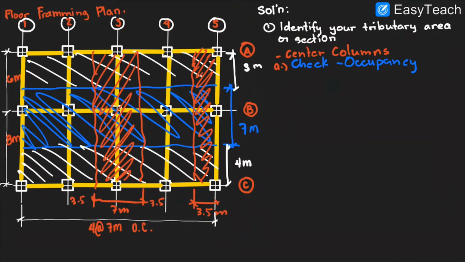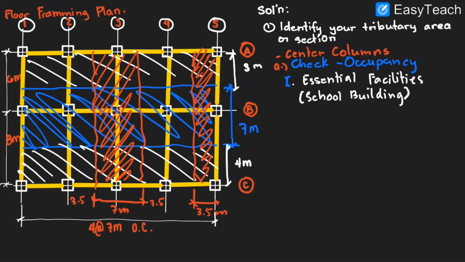If it is a school building, it is now under essential facility. If it is an essential facility, note that it is now a school building. School building. Saan natin makikita yan? That is now identified at table 103-1 of our NSCP, page 1-6 of chapter 1, section 103. Diyan nyo yan makikita. So, it is a school building, essential facility.